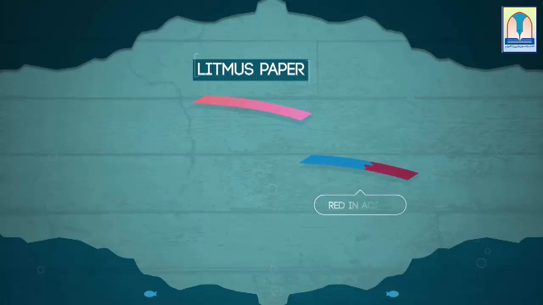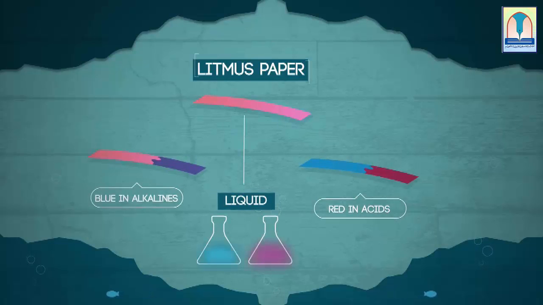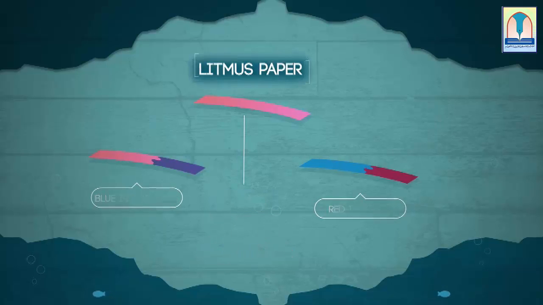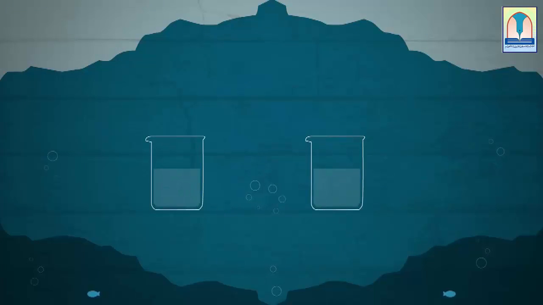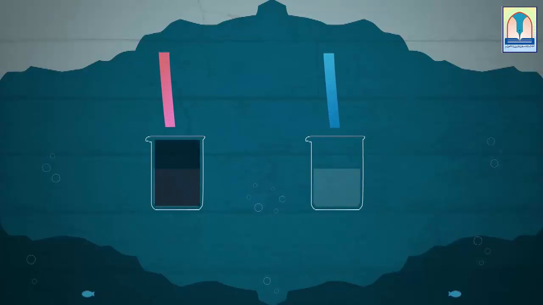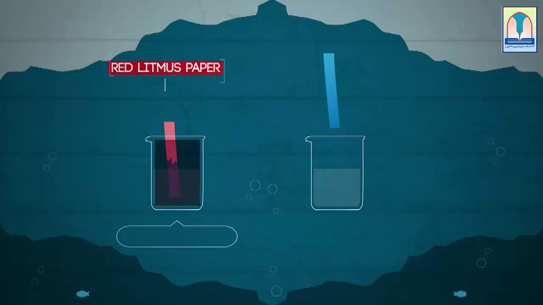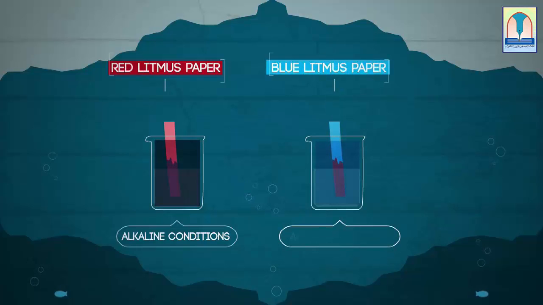A litmus paper which is blue gets red in acids, and the one that is red gets blue in bases. It can be used as paper or as liquid. So here, a red litmus paper in bases turns blue, whereas a blue litmus paper in acids turns red. So from the color of the substance, we can notice whether it is an acid or base.